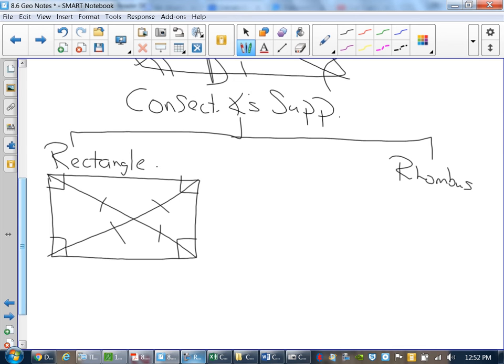After that, we talked about the rhombus. Well, again, the rhombus is still a parallelogram, so it has all the properties of the parallelogram, but it has other things that make it more specific.